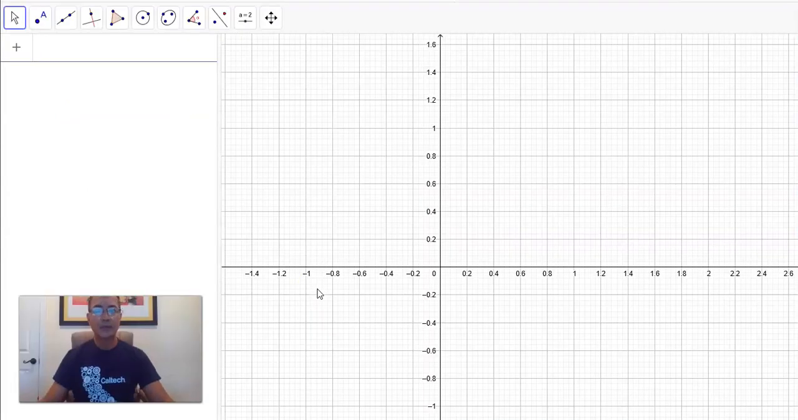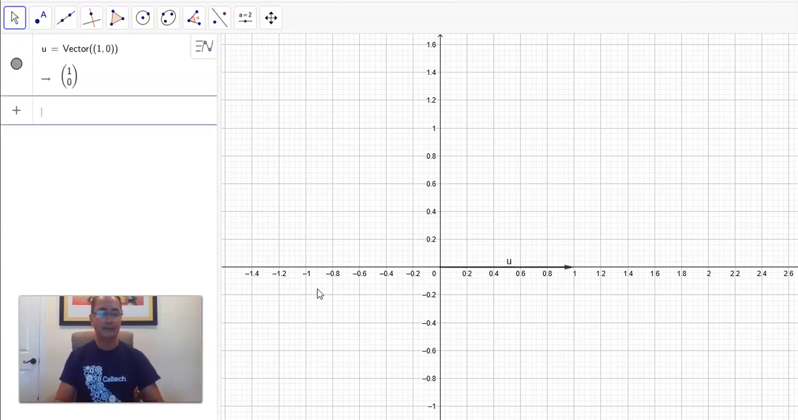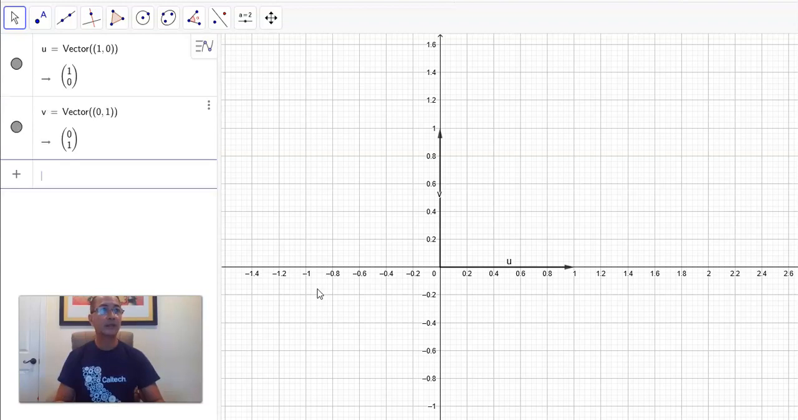Okay, so the first thing we're going to do is just draw E1 and E2. So here is vector, and the point is 1, 0. Okay, so there's E1 on our screen. And let's draw 0, 1. So there is E2.